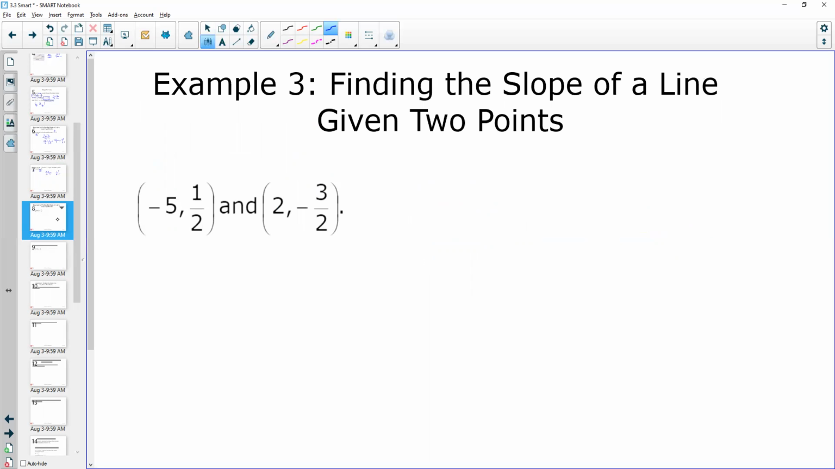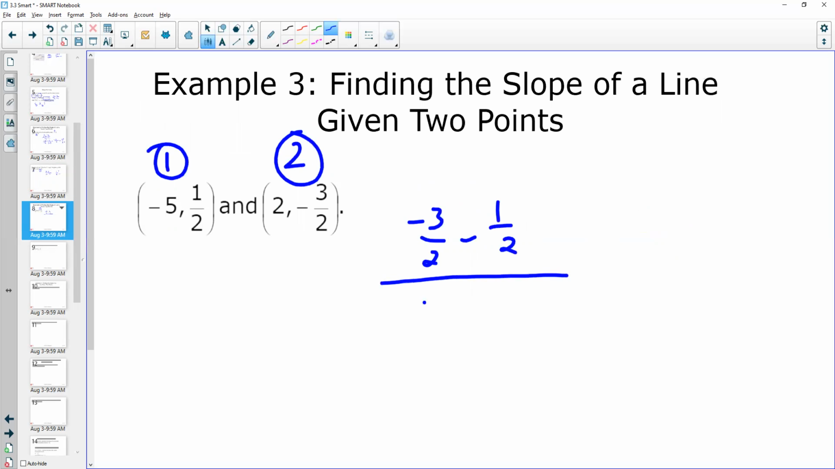Pause, try it, okay? I'm going to number them. I'm always going to number mine. You could always number yours, won't kill you. So I'm going to have negative 3 halves minus 1 half over 2 minus negative 5. Well, 3 halves minus 1 half is just 2 halves, right? So 2 halves is the same as 1. 2 minus a negative 5 is 7.